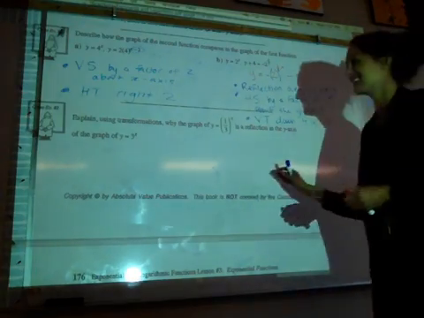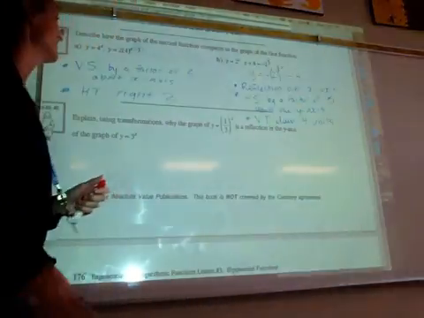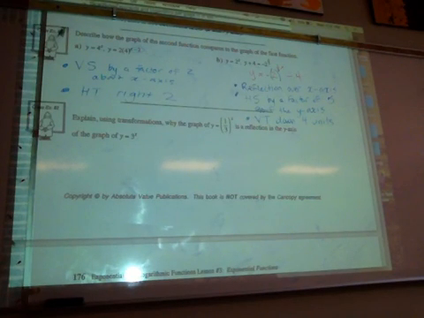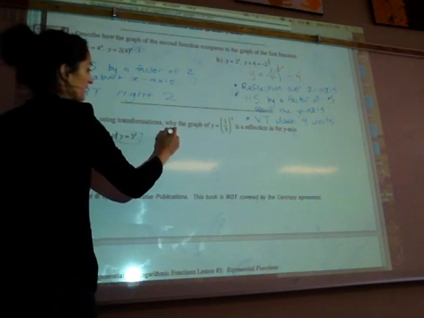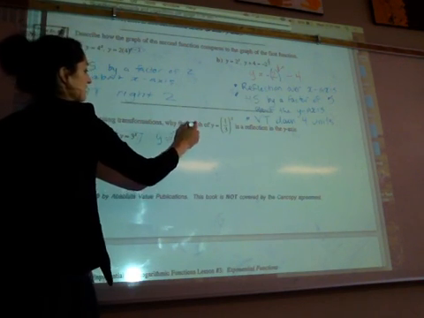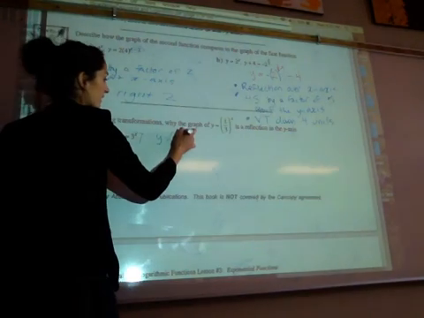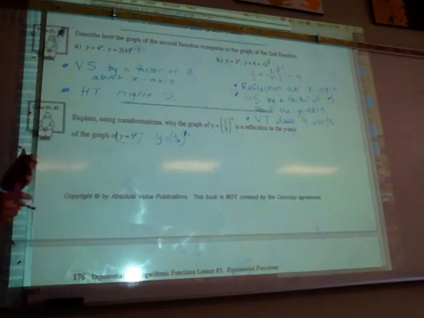Alright, next one. Explain using transformations why the graph of y equals (1/3) to the power of x is a reflection in the y-axis of the graph y equals 3 to the power of x. So this is the graph we're starting with, and y equals (1/3)^x is the graph we're ending with. How can we explain that that was a reflection in the y-axis?